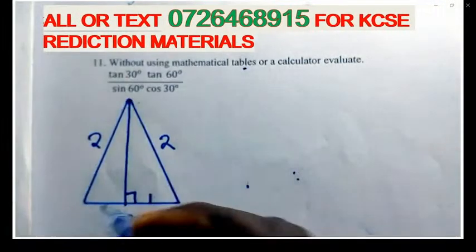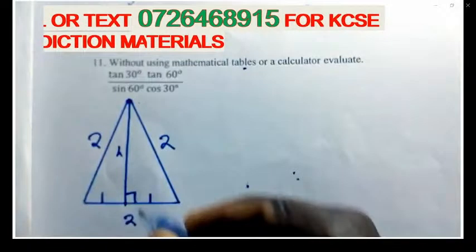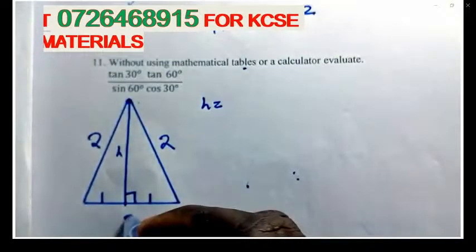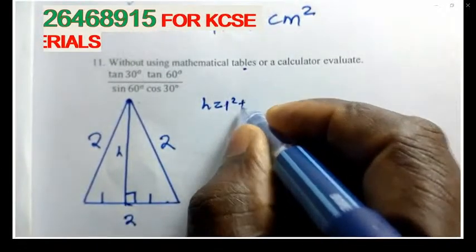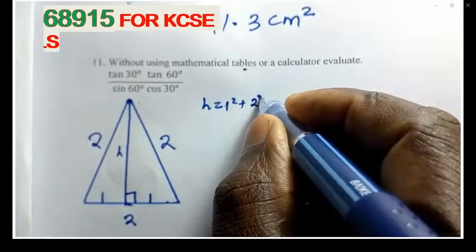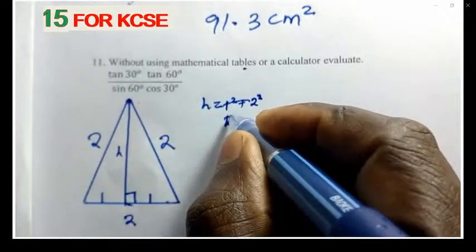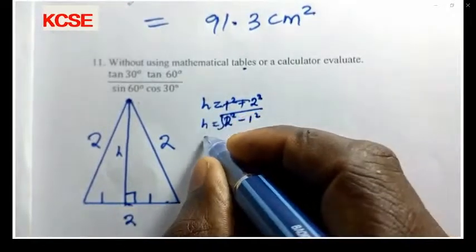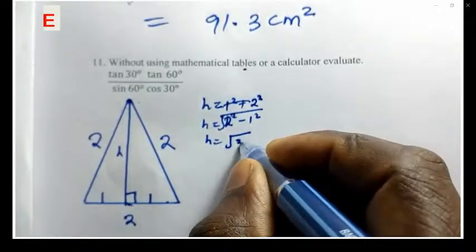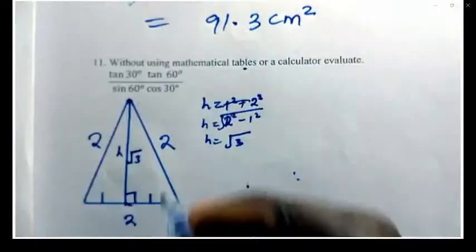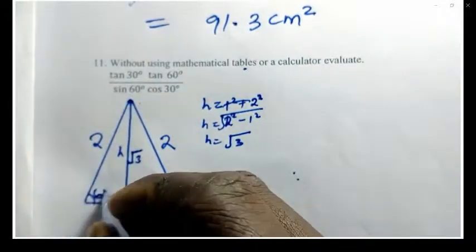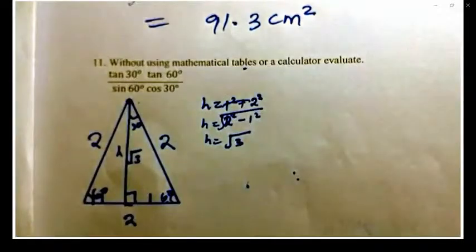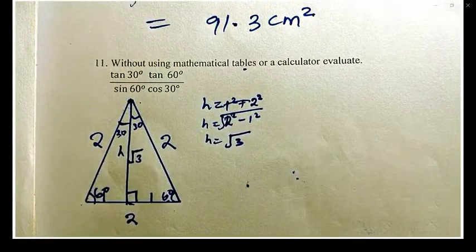So let us get the height. To get the height, itakuwa ni kutoka hapa mpaka hapa 1 square plus 2 square. In fact ni hypotenuse, so itakuwa 2 square minus 1 square. That will give us square root yake itatupea h. So h itakuwa ni square root 3. So hapa ni root 3. So this angle is an equilateral, so hii ni 60, hii ni 60 na hii yote ilikuwa 60, lakini sasa kamoja ni 30. Kingine ni 30. So we are going to use that knowledge of SOHCAHTOA.